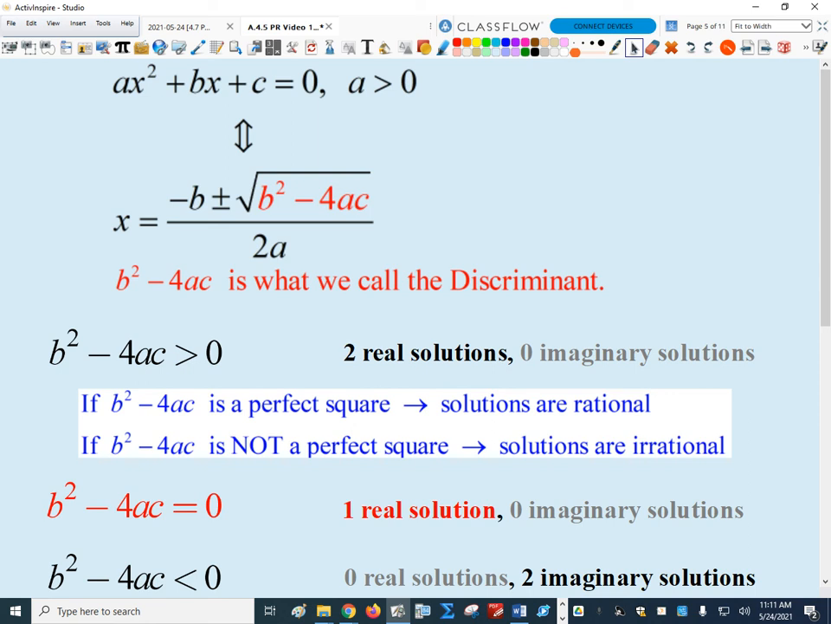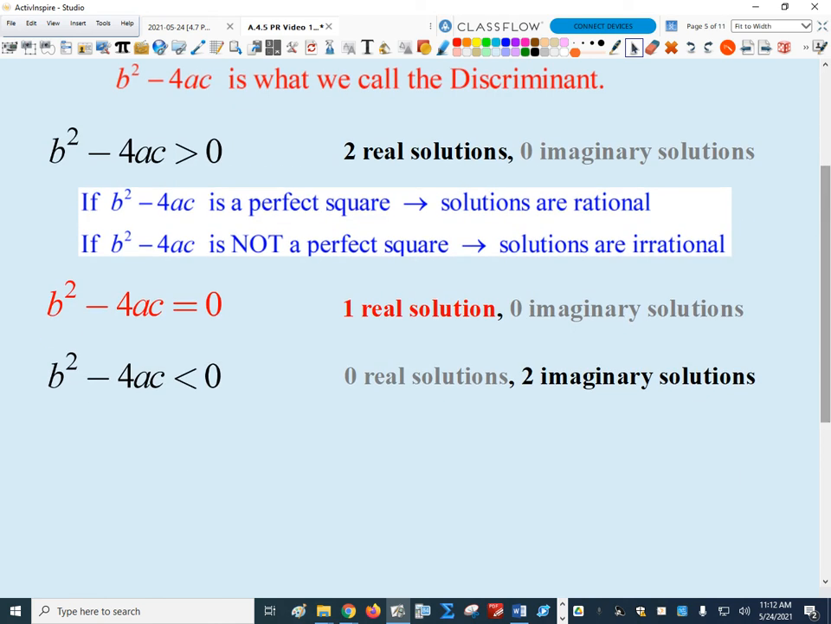What about the in-between, though? What about in between positive and negative, which is 0? What if the discriminant happens to be exactly 0? Then think what happens. I get x equals negative b plus or minus the square root of 0, which is just 0. What's negative b plus or minus 0? Isn't that the same thing? Adding and subtracting 0 gives me the same answer, right? I just get negative b on the top, so I get negative b over 2a. I only get one answer. I don't get two. The plus and the minus give me the same thing. And so if the discriminant is exactly equal to 0, I just get one real solution and no imaginaries.